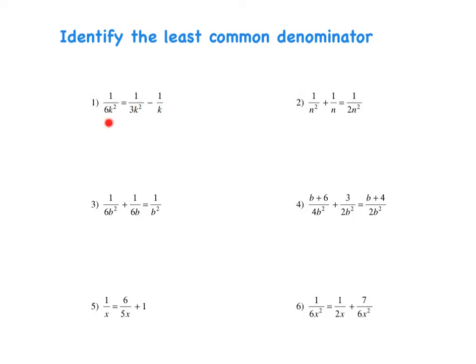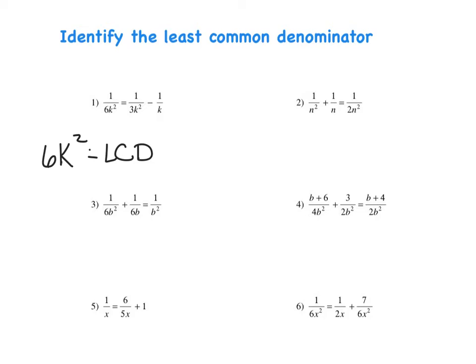So notice these are all monomials. They are all one term. Okay, there's no plus or minus. Each denominator is one term. So if I look at the numbers 3 and 6, I need a number that they both go into. So I'm thinking 6 works. And then I need a number that k squared and k go into. And I would say that's k squared. So I'm going to say my least common denominator is 6k squared.